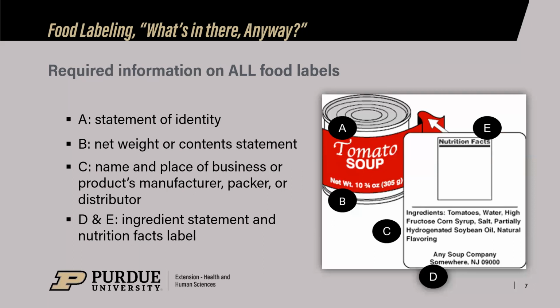And then letter C, it just gives information about where the manufacturer is, the packer, the distributor. So you can include their zip code, the business name, the city it was made. And then D and E we'll talk more about in the next couple of slides to come.